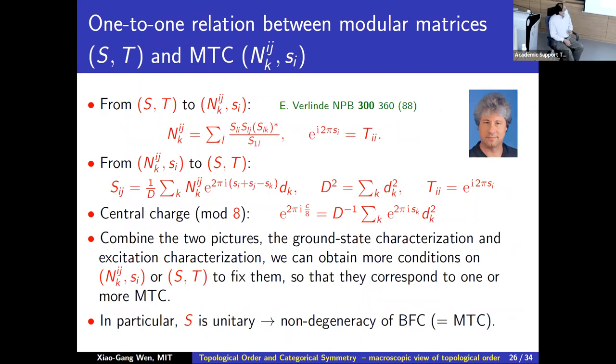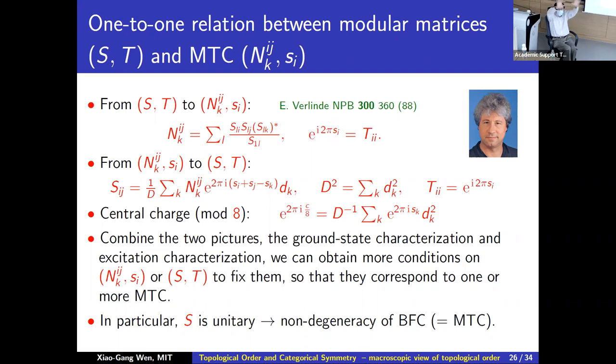So here I just want to say that so far we have modular tensor category theory described by N, F, and R, this kind of data. At the beginning, when we do this topological quantum theory, we have the ST matrix representation of a modular group to describe topological order. So now we have two ways of describing topological order, one through punctures, another through ground states.